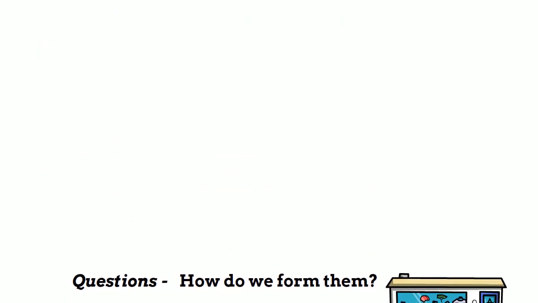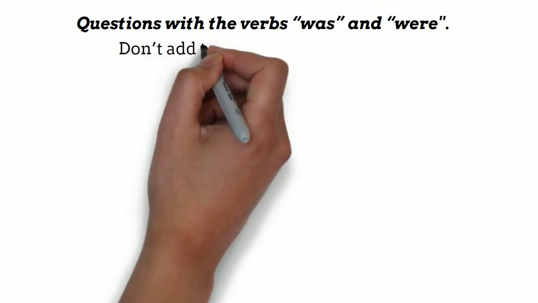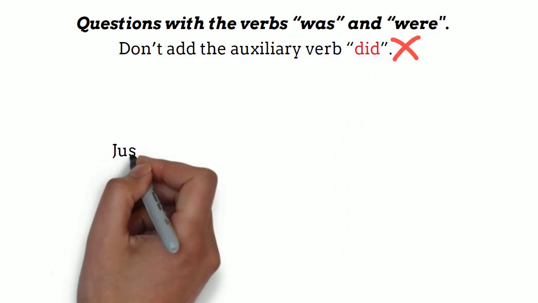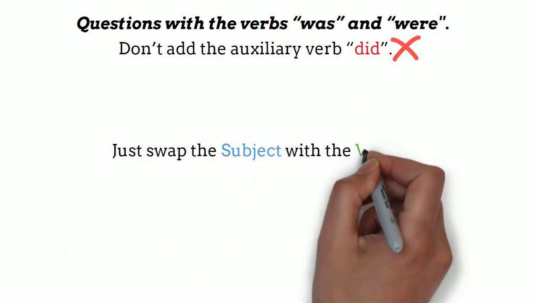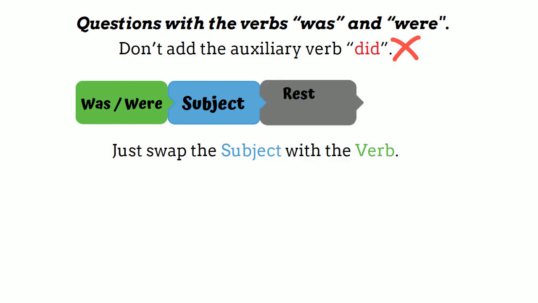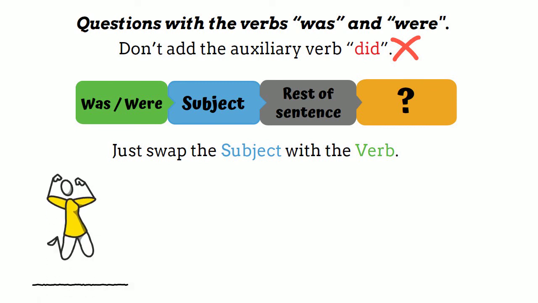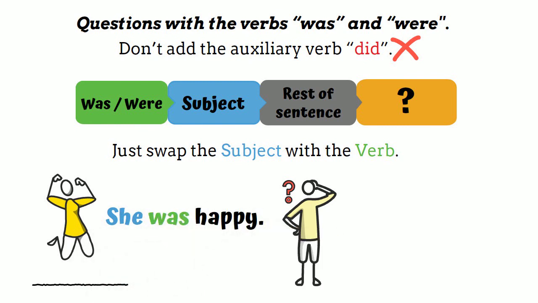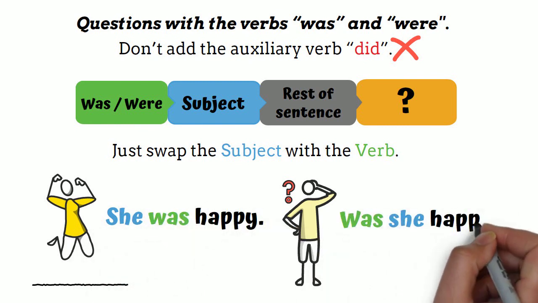However, when we form questions with the verbs was and were, we don't add the auxiliary verb did. All we need to do is to swap the subject with the verb. Was, were, subject, the rest of the sentence, and a question mark. See the difference here. She was happy. And was she happy?